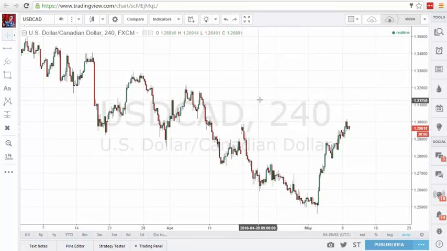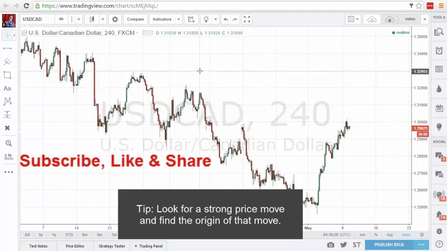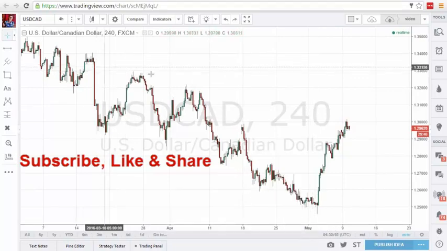So now let's take a look at our chart and see how we can find supply and demand zones. Where I always start out is I always tell people that you have to look for very large and very strong price movements that started from a specific area, and then walk your way back to find the origin of that large price move.